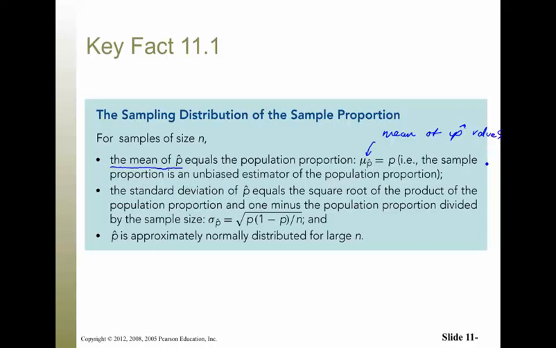In the sampling distribution, the mean of all those p hat values is going to be the sample proportion for the population. So very similar to what we had before. The standard deviation of that sampling distribution is this right here: the square root of the population proportion times 1 minus the population proportion, over n.